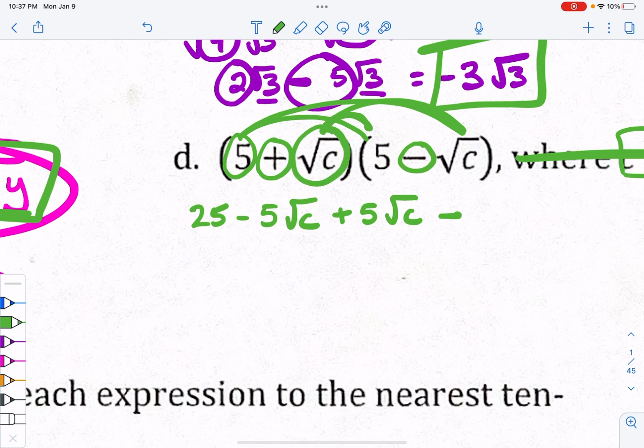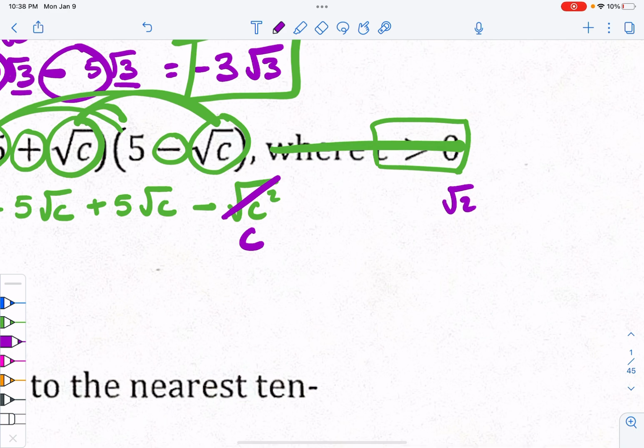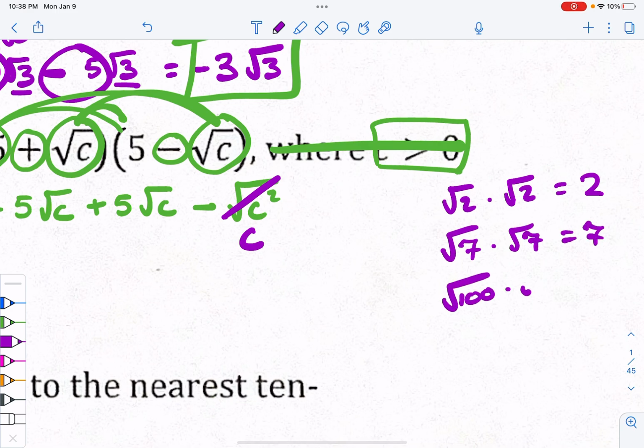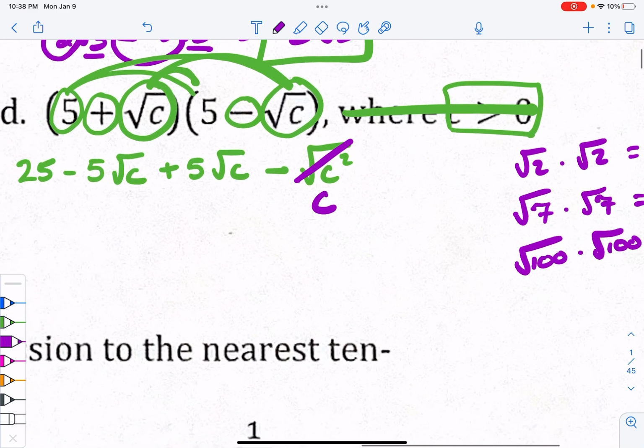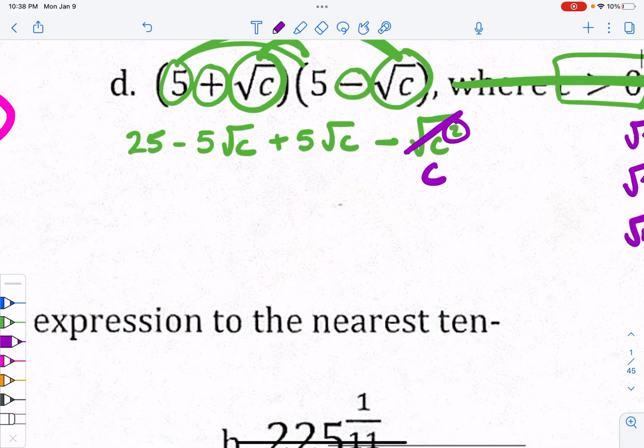And the square root of c times the square root of c, if it helps you to think about it this way, is the square root of c to the 2nd power. But the square root of c squared is just c. We've done it before: the square root of 2 times the square root of 2 is just 2. The square root of 7 times the square root of 7 is just 7. The square root of 100 times the square root of 100 is just 100. If you take the square root times itself, it just pops out of there, because there's 2 of them and you're taking a square root.